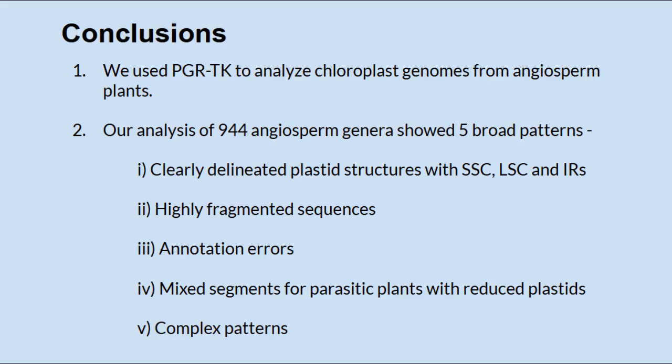In a small number of the sequences, we found highly fragmented patterns, and then we noticed annotation errors or plant identification errors in a subset of sequences. And for parasitic plants where the genomes were highly reduced, we saw all kinds of mixed patterns. And finally, a small number of sequences had complex patterns, and some examples were blackberry and the rhododendrons. Those need to be analyzed further to learn what is going on.